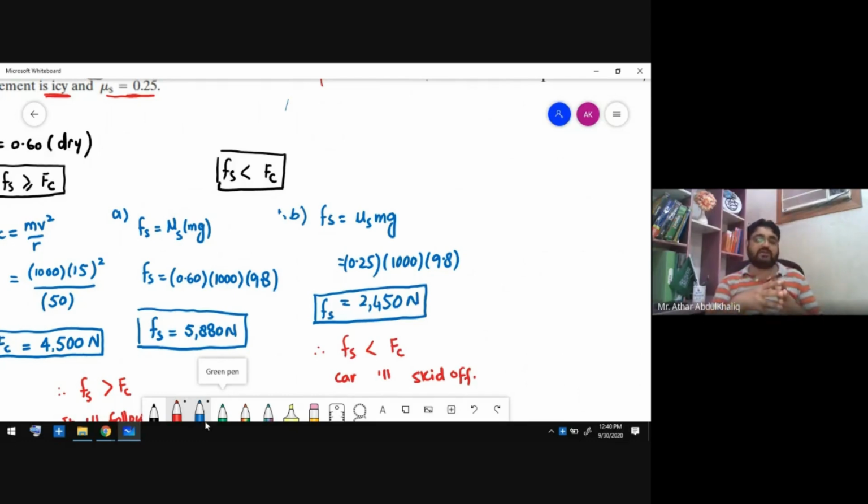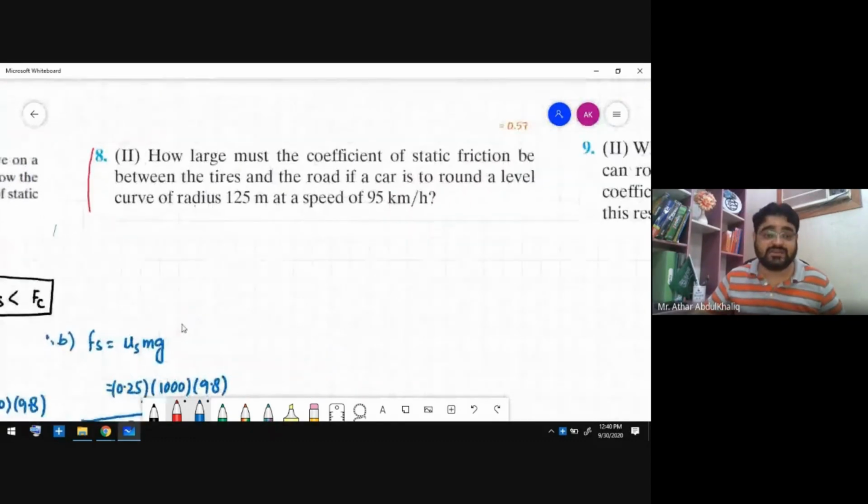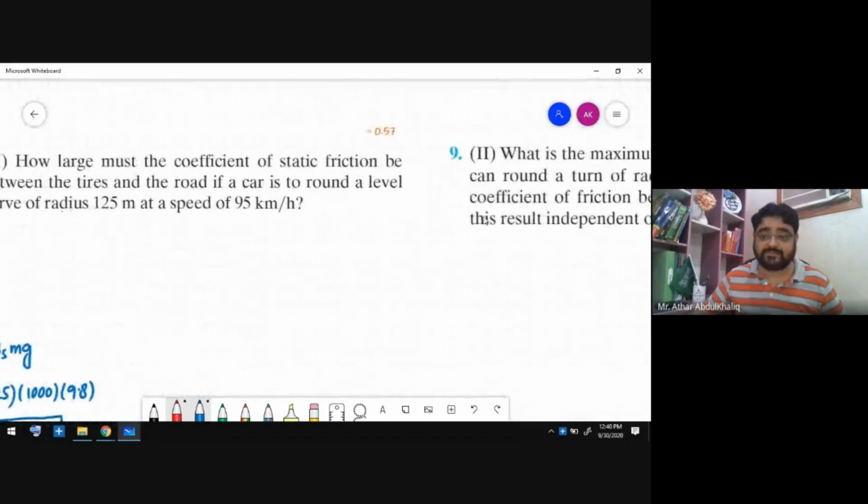to take a turn, it requires a centripetal force. This centripetal force will be provided by the friction. If the amount of frictional force is more than the required centripetal force or equal to it, the car will take the turn. If it is less than that, the car will skid directly and it will not take the turn. Okay, let us continue with this example.